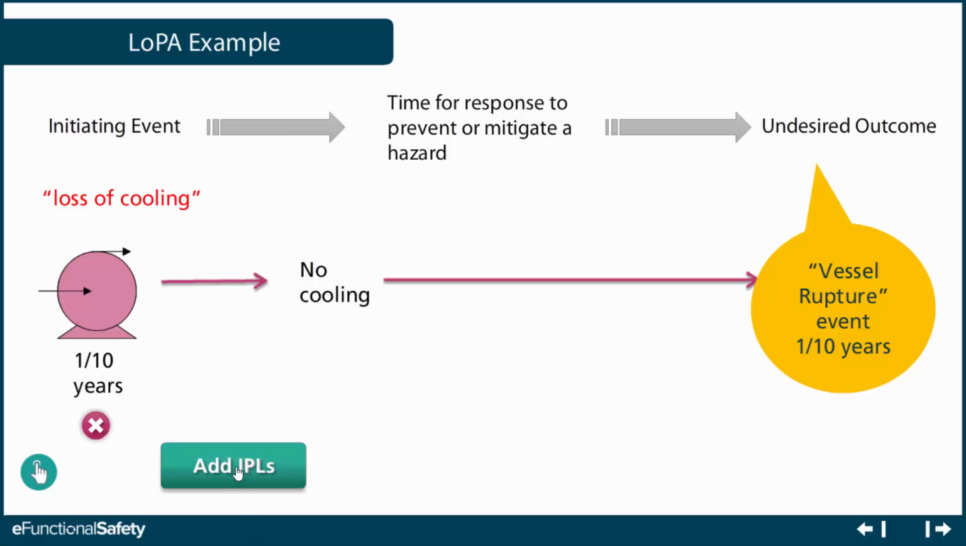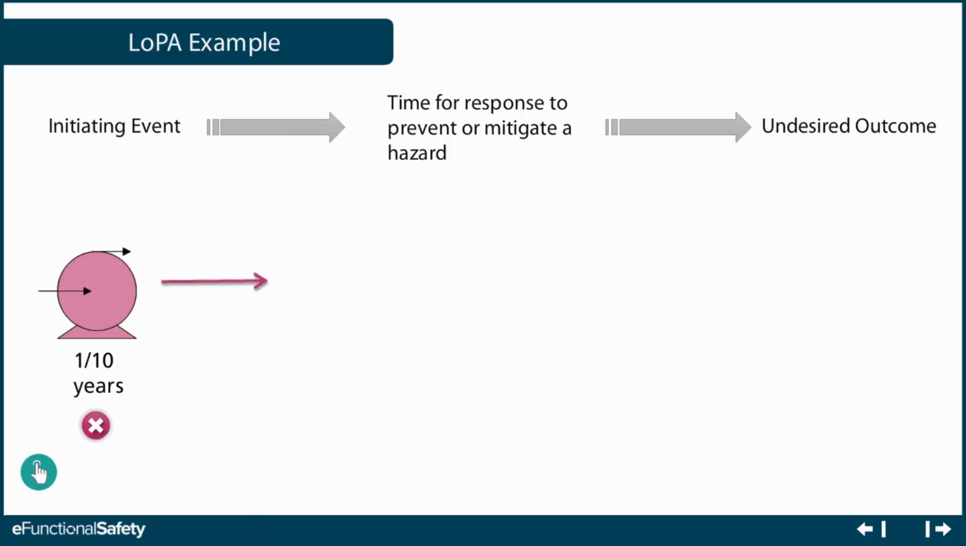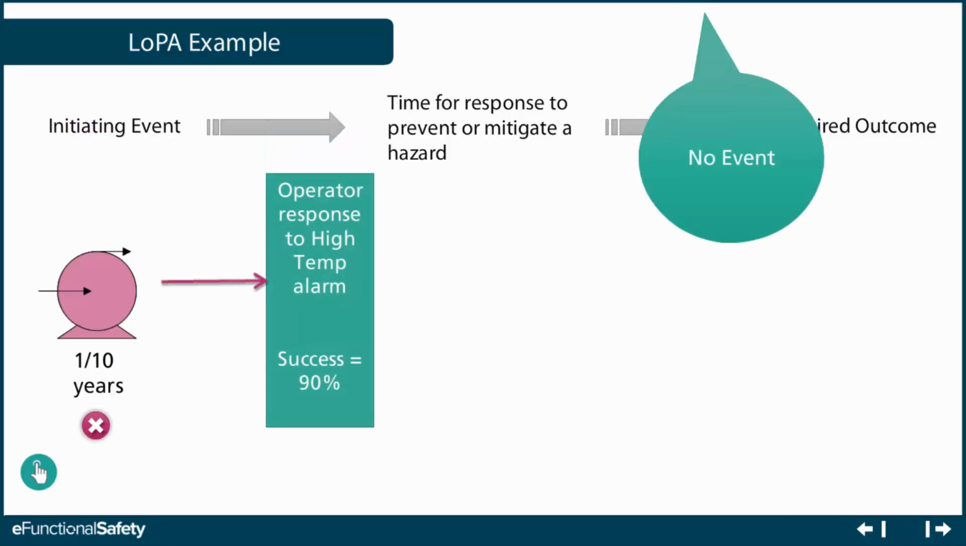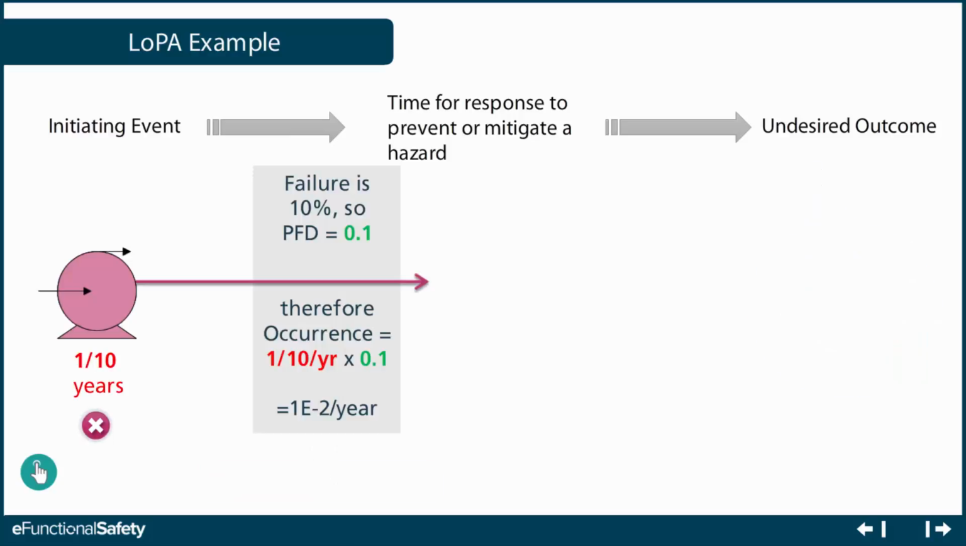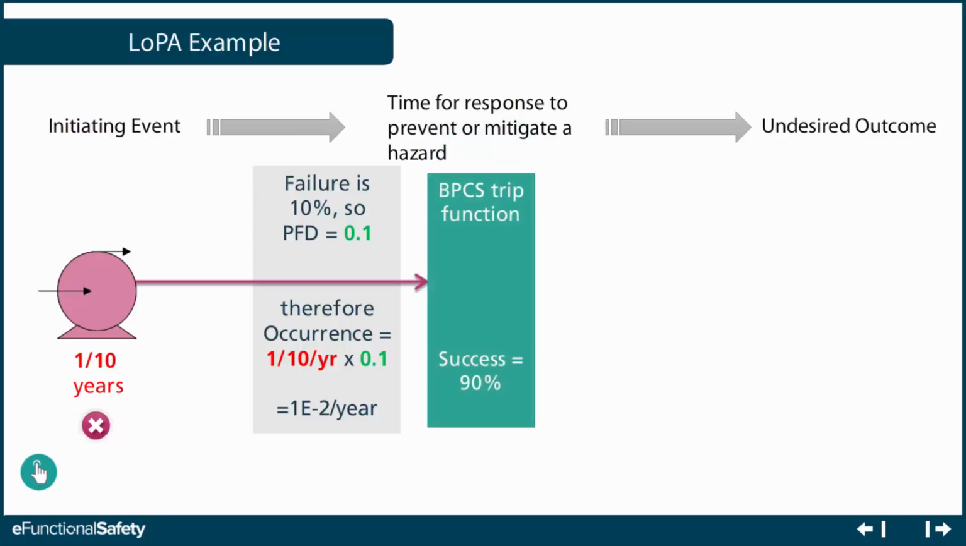If we consider an operator response to a high temperature alarm as an independent protection layer, we can then see that no event will occur if that operator response is successful. However, in LoPA we're interested in the frequency of the undesired event, so what we look at is the failure of the operator rather than the success. Taking that failure to be 1 in 10, or a probability of failure of 0.1, the occurrence then will be whatever the initiating event frequency was multiplied by that probability of failure.